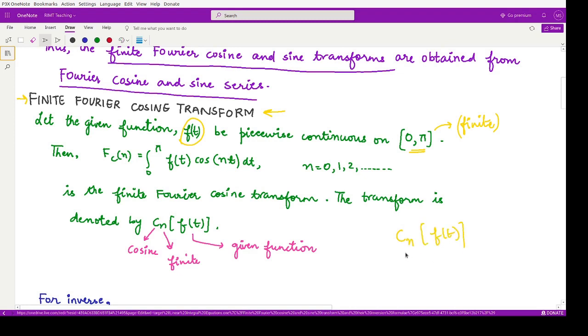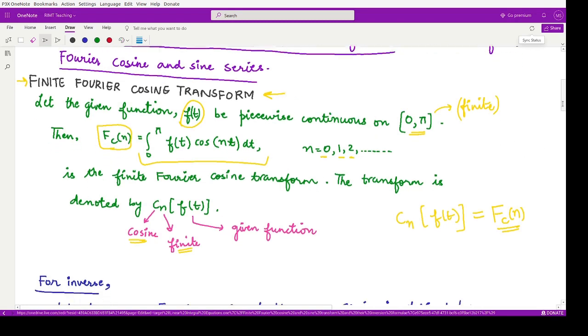So c_n is the operator. c represents cosine, n represents finite, and f of t is the given function. Whatever is the result, we denote that by F_cn. This is the result that we have, and its value is calculated by solving this particular integral. What is this? It is the integration from 0 to pi of f of t cos nt dt, where n takes some discrete values. So this is the definition for the finite Fourier cosine transform.